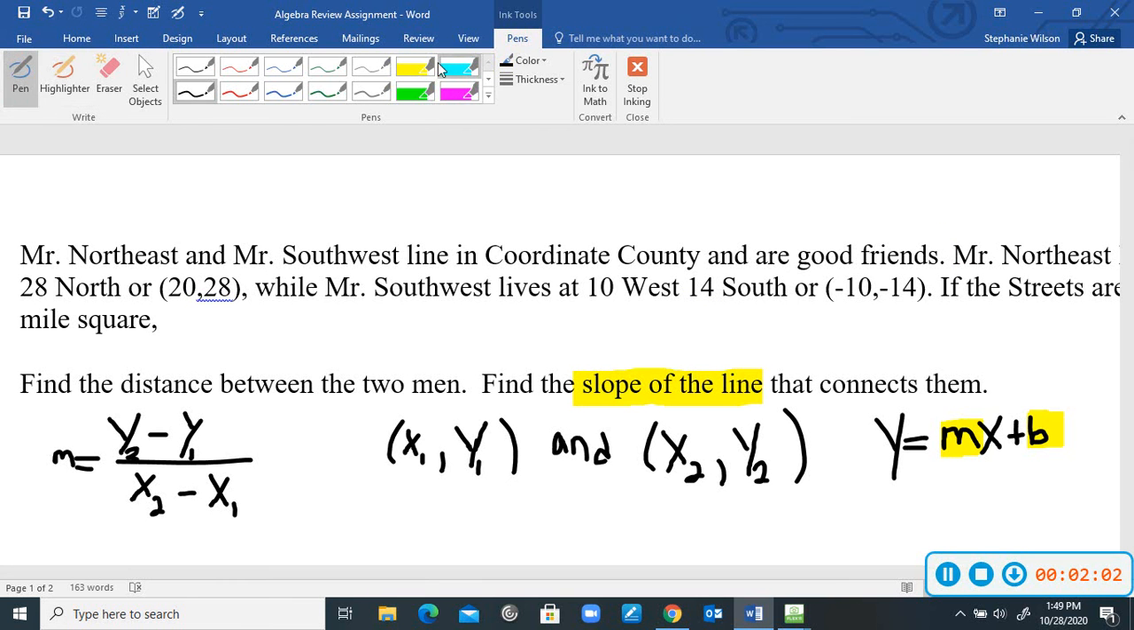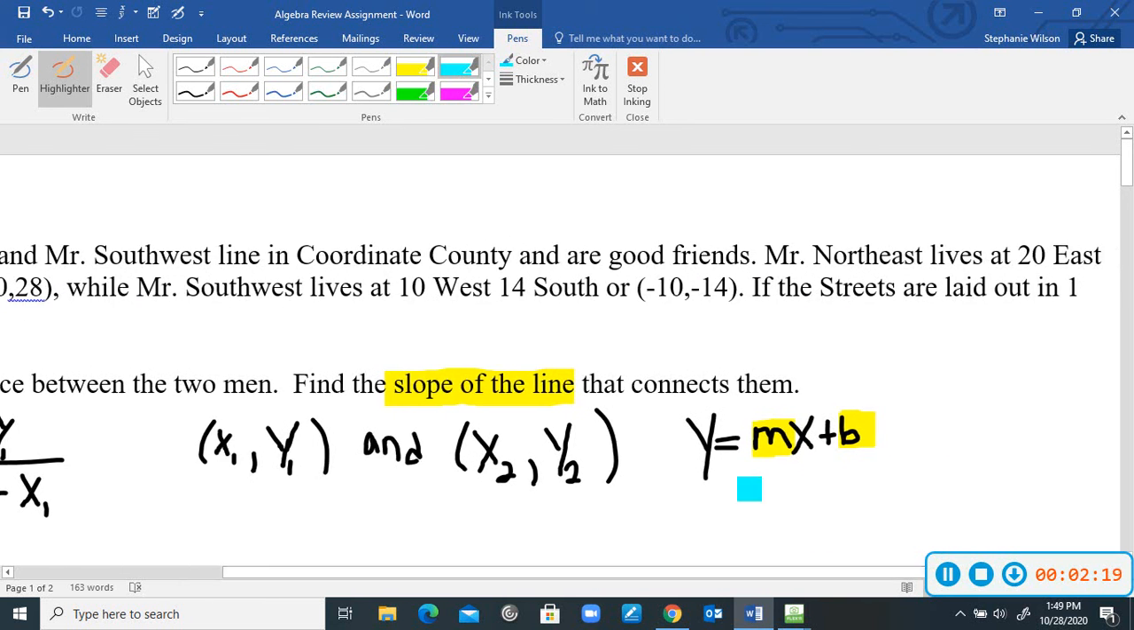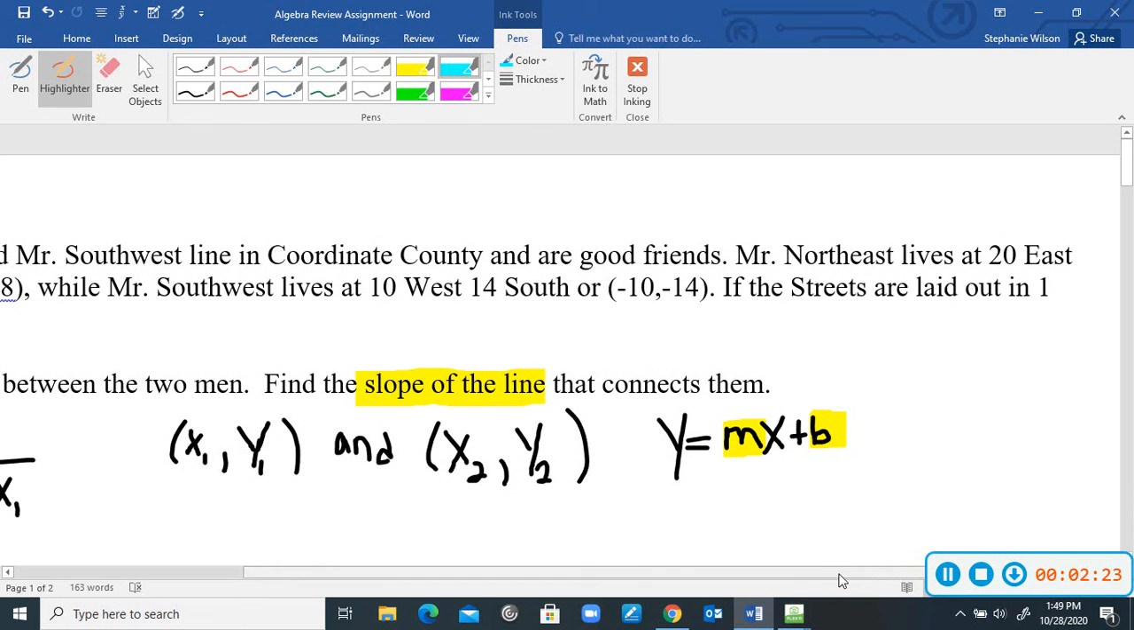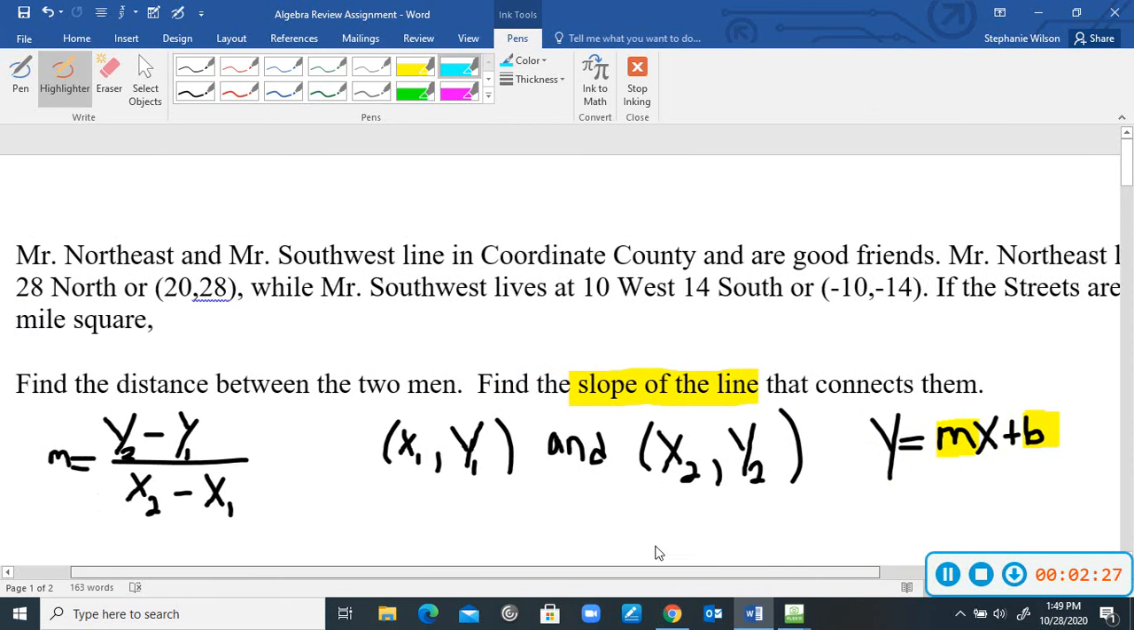So we go back to this application problem, and we have Mr. Northeast and Mr. Southwest in Coordinate County, and our good friends. So Mr. Northeast, let's read this. Sorry, I zoomed in. Lives at 20 east, 28 north.